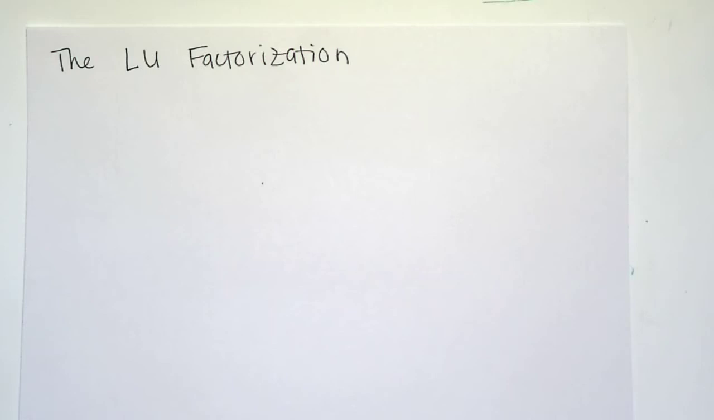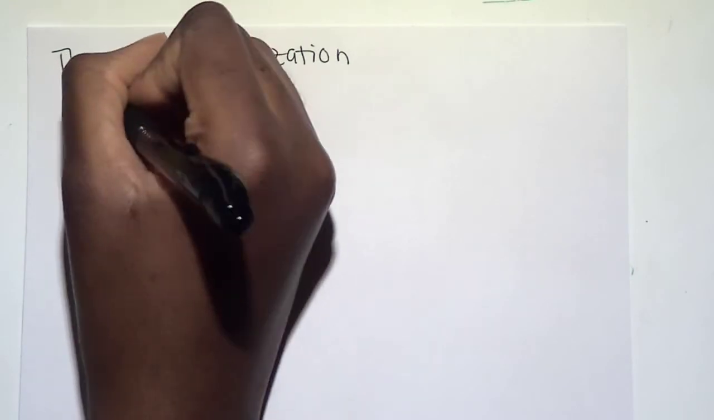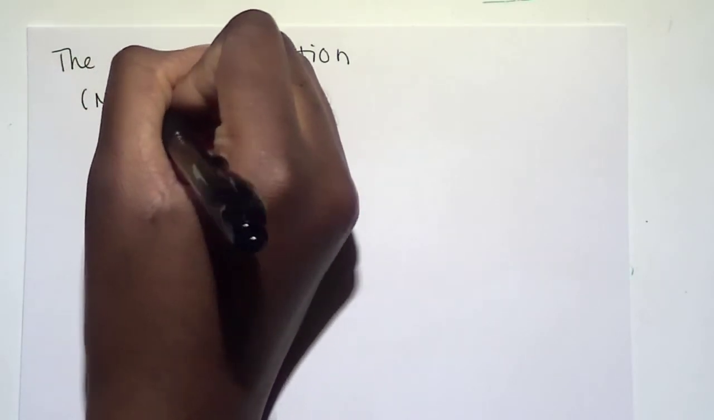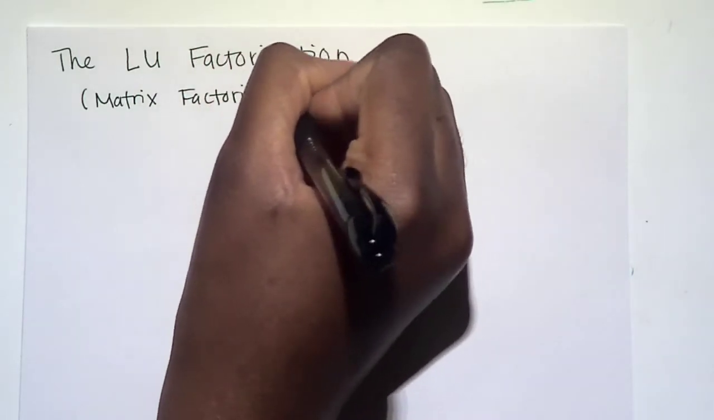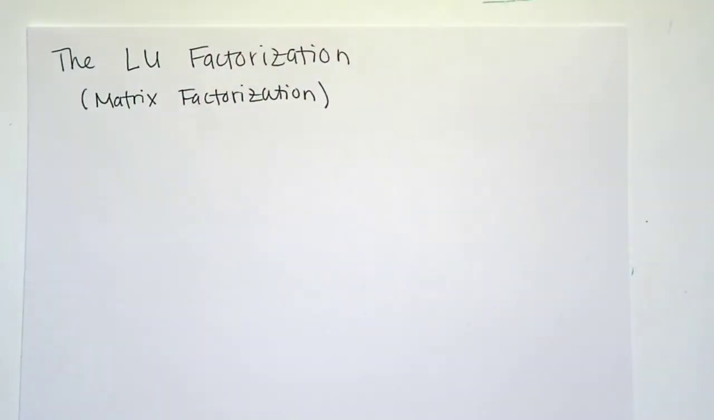So in this section, we're going to learn about LU factorization, and it is a type of matrix factorization. If we have a matrix of a particular type, sometimes we can factor that matrix into two matrices that may be easier to work with.